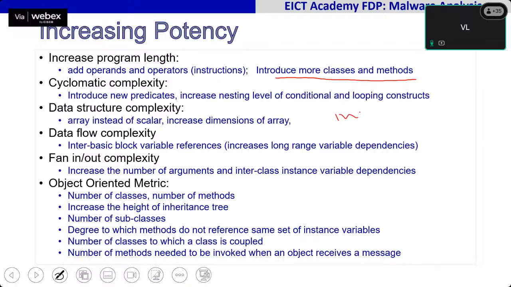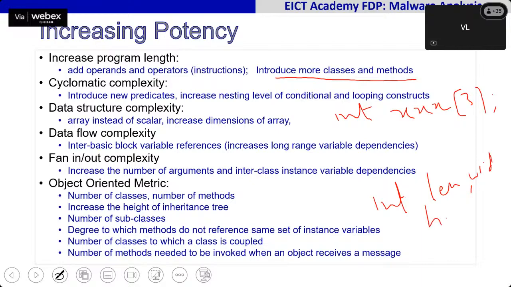For example, if I use integer x[3] rather than saying integer length, width, height. If I'm saying that x[0] is representing length, x[1] is representing width, x[2] is representing height, here the developer knows what he's doing, but the person who has to interpret this program, understand this program, may not know what exactly is happening.